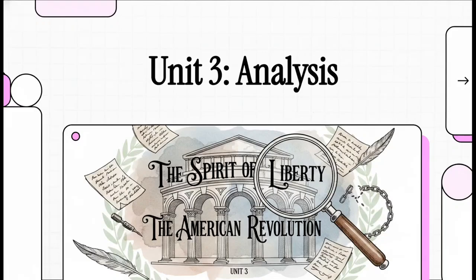Welcome to today's explainer. Today, we're putting a giant magnifying glass on the specific titling of a curriculum framework, The Spirit of Liberty, the American Revolution, and we're zeroing in on Unit 3. Now, the words chosen here, they're doing a lot of heavy lifting, and we're going to break down exactly what they promise you, the student, and how they frame the entire historical narrative we're about to explore together.